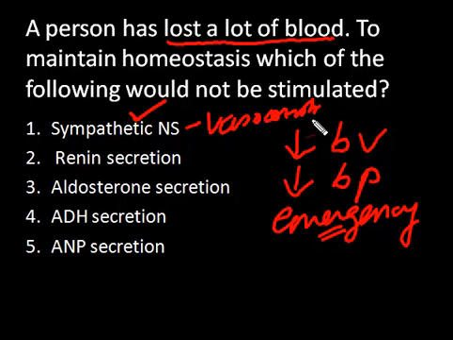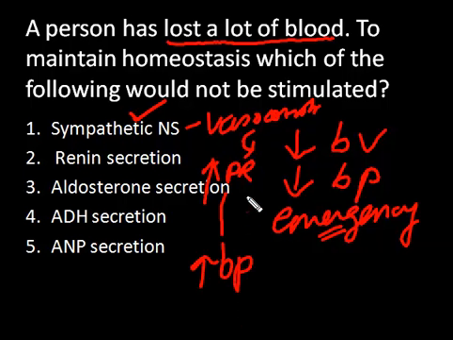Now, when it causes vasoconstriction, automatically that increases the peripheral resistance. When peripheral resistance goes up, the blood pressure will go up. So it tries to rectify the situation. Blood pressure has fallen, so it will increase the blood pressure. At the same time, blood volume has decreased, so you want to bring the blood volume back to normal.